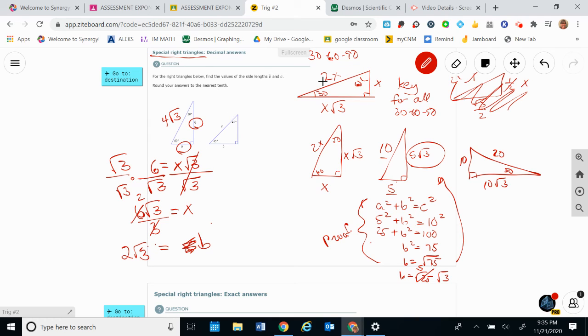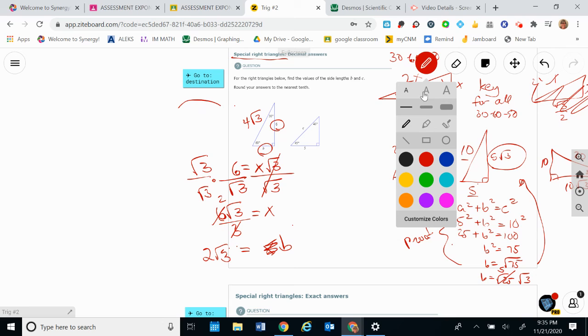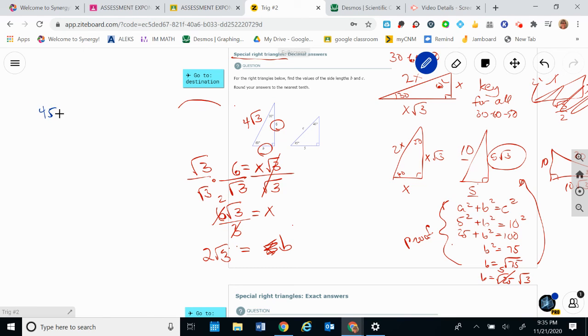That's special triangles. I am going to go ahead and move this over a little. Let's try getting this here. I'm going to move this over, and I'm going to show you the 45, 45, 90. That's the other key that you have to know. Let me get a different color. Okay, let's do 45, 45, 90. I think they say 45, 45, 90. Okay, so this is the triangle that looks like this.